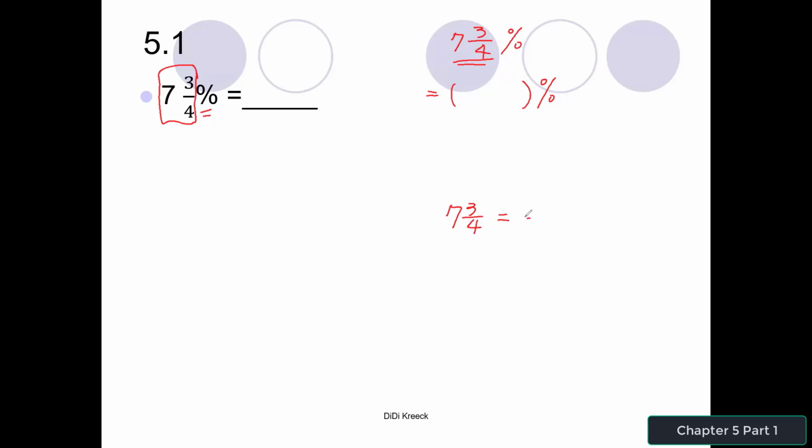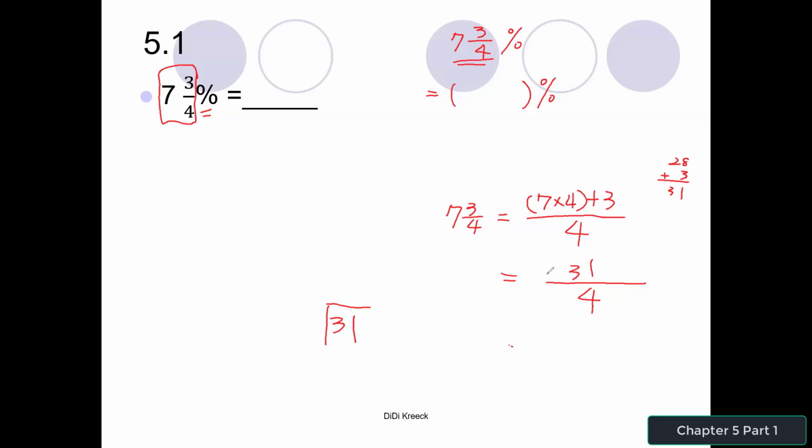Okay, so convert 7 3/4 into an improper fraction. We have whole number times denominator, add the numerator, over the same denominator. Okay, here we have 7 times 4 is 28, add 3 will be 31, right? Okay, now this is an improper fraction. We can convert that into decimal.